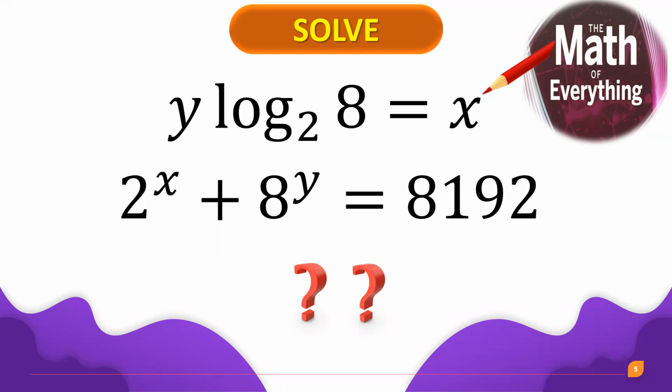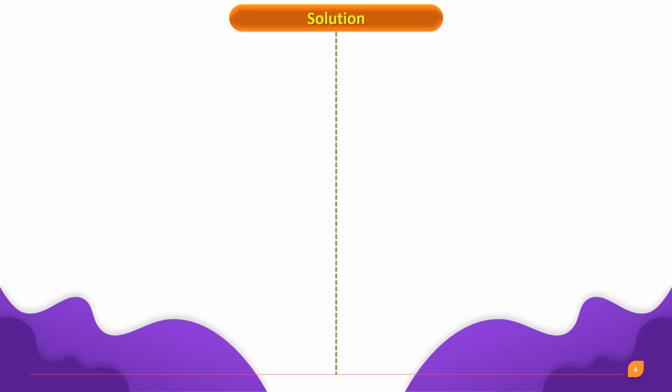We have this example here, this question. Solve: y log base 2 of 8 is equal to x, and 2 power x plus 8 power y is equal to 8,192. So can you solve this? If you can, then that's great. Okay, let us look at how we can maneuver and go to the answer. Let us look at our solution.